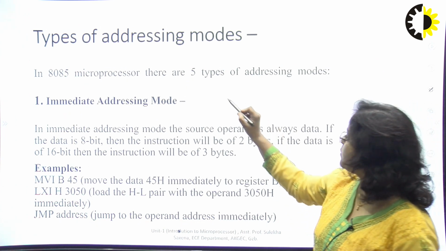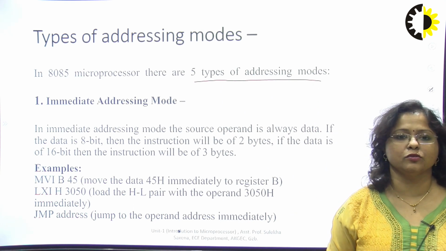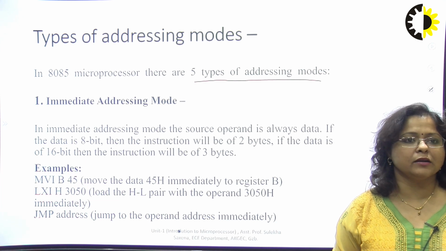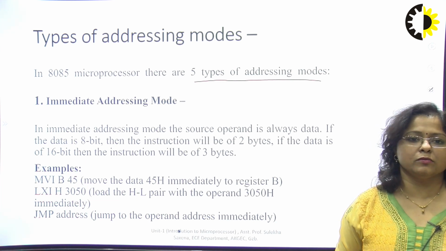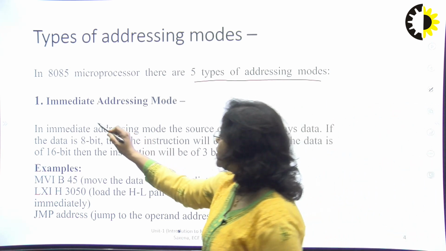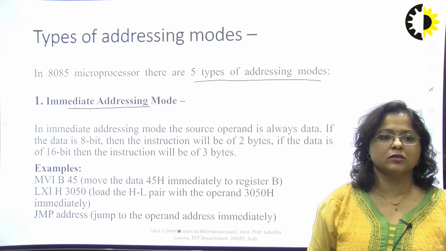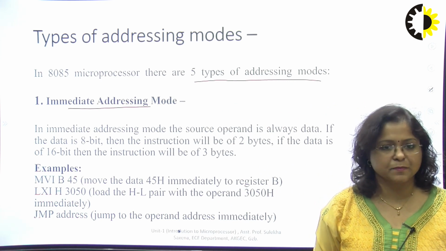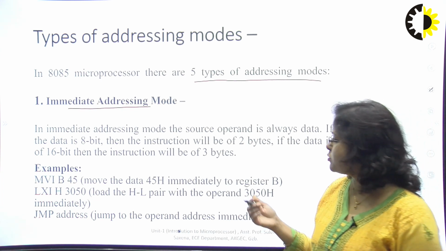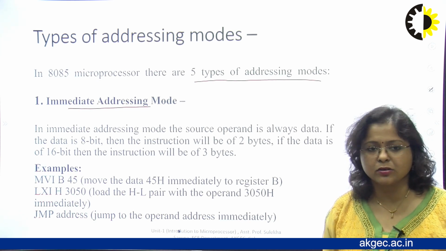If we talk about 8085, there are basically 5 types of addressing modes, or 5 different ways in which we can gather or collect data to the microprocessor from memory. First one is immediate addressing mode. In immediate addressing mode, the 8-bit or 16-bit data is directly specified in the instruction. We don't need to call anywhere, or specify any address. The data is given directly in the instruction.